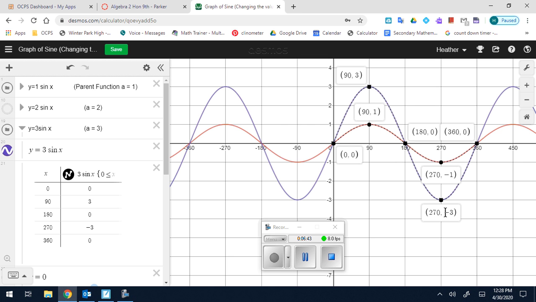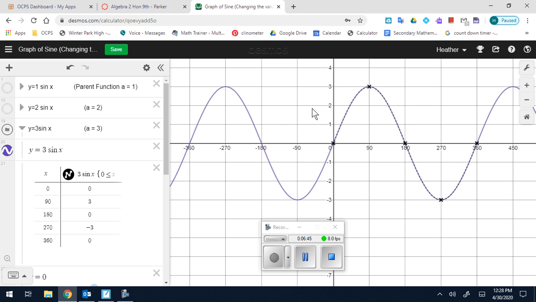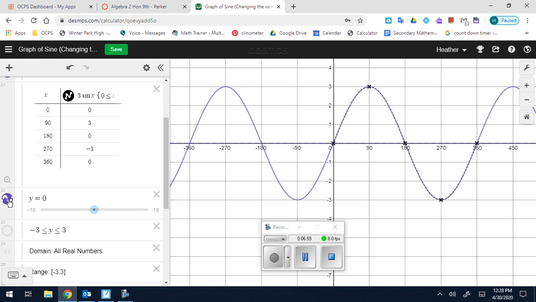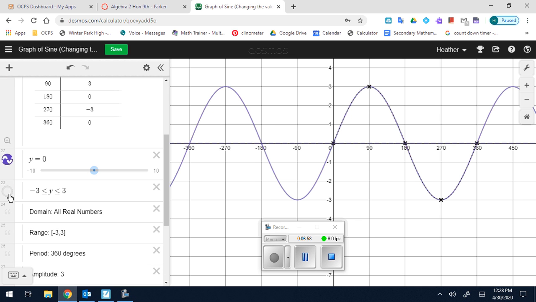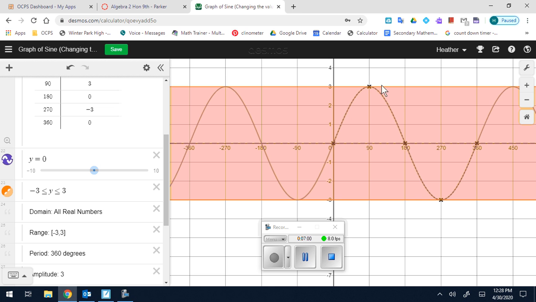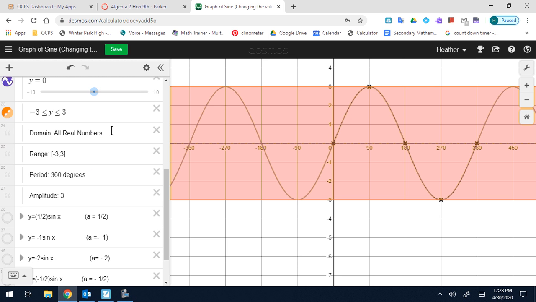Again, I'm still completing one full cycle in 360 degrees. Right there is one full cycle, 360. So what has changed? My midline did not change, but my range did. So my range, I'm now going from negative 3 to 3. My min is negative 3, my max is 3. So my domain stays the same as my parent function. My range changed, negative 3 to 3. The period did not. The amplitude did. The amplitude changed to 3.